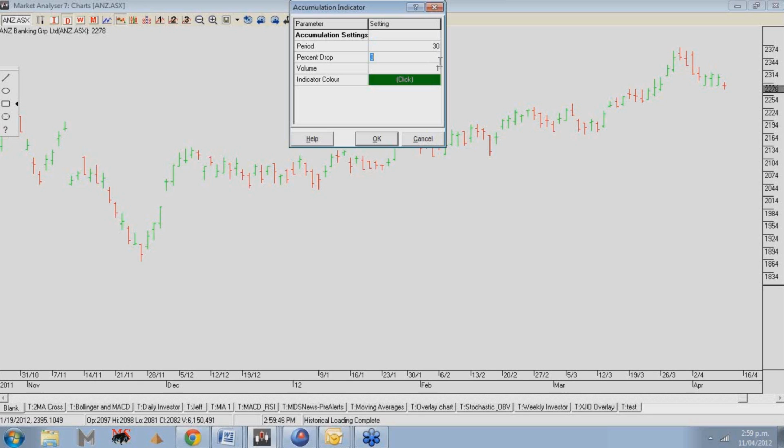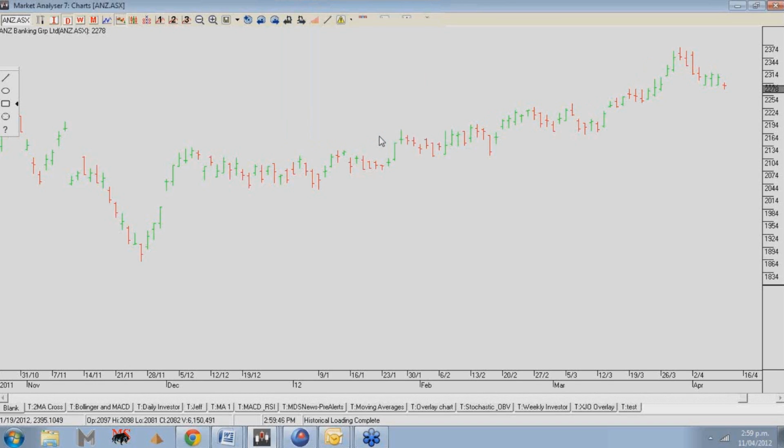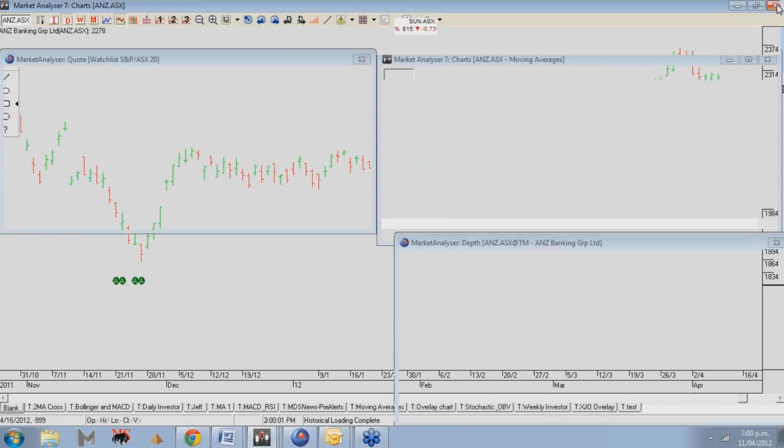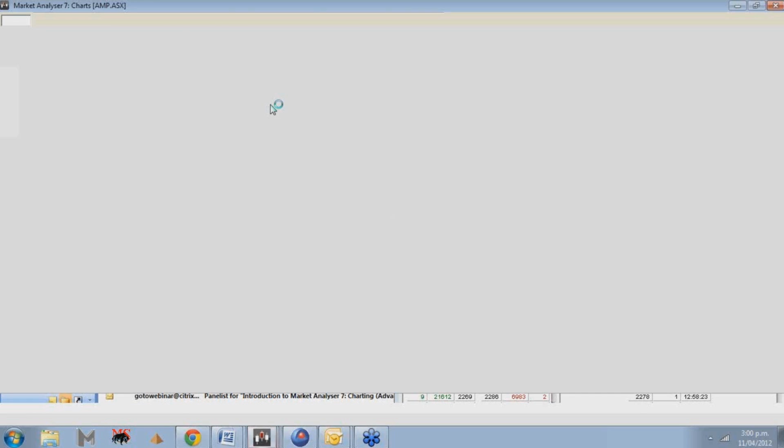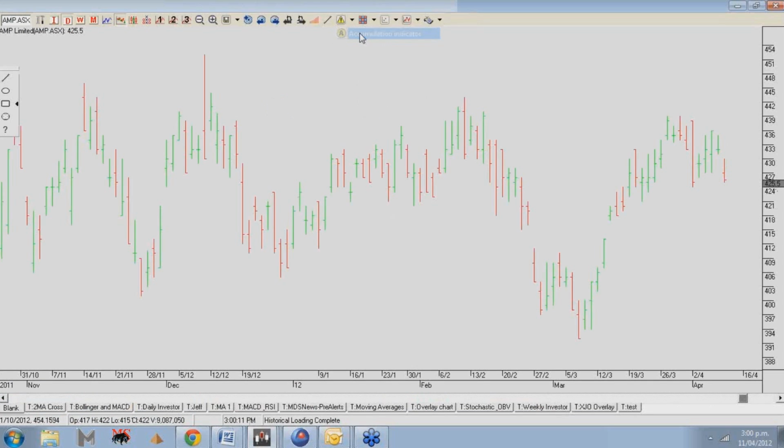It's set at 30 days, a 3% drop over 30 days, and then a volume increase of 1 times. Tell it OK, and that will apply the indicators onto the chart. So we can apply the accumulation indicator, tell it OK, standard parameters, and it appears as dots at the bottom of the chart. I'll turn on the volume.